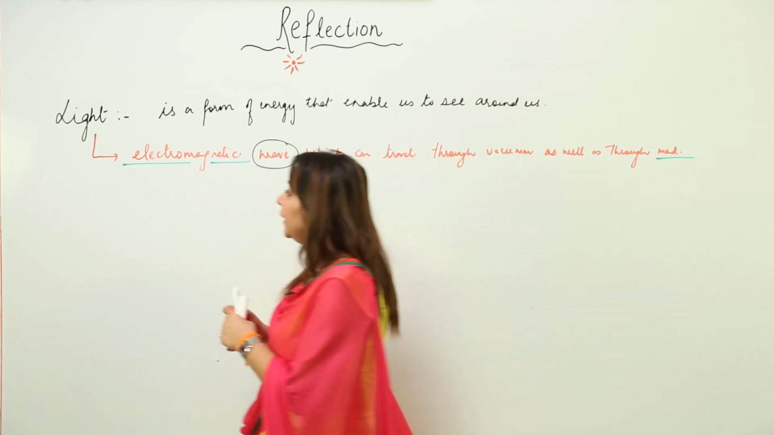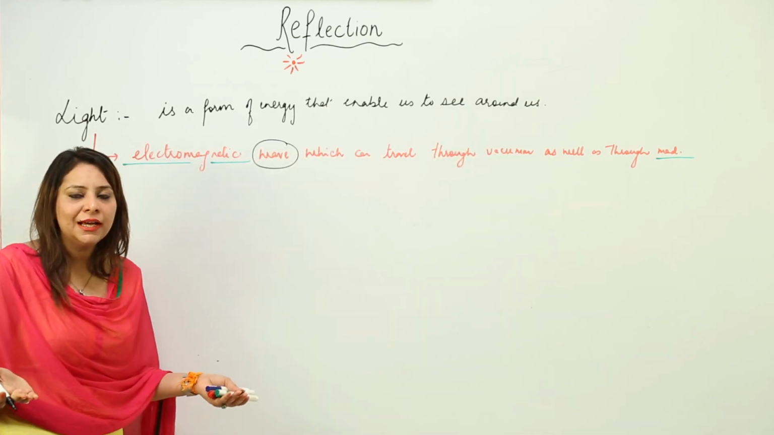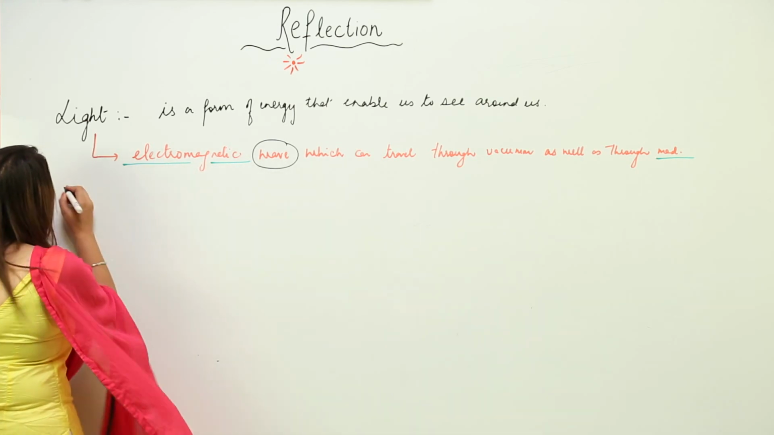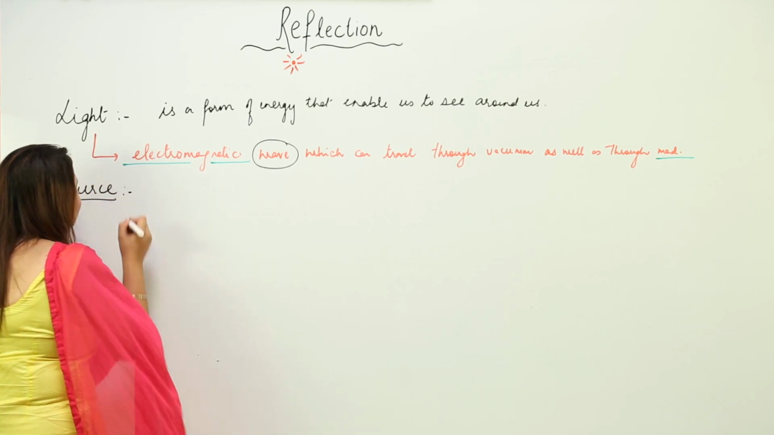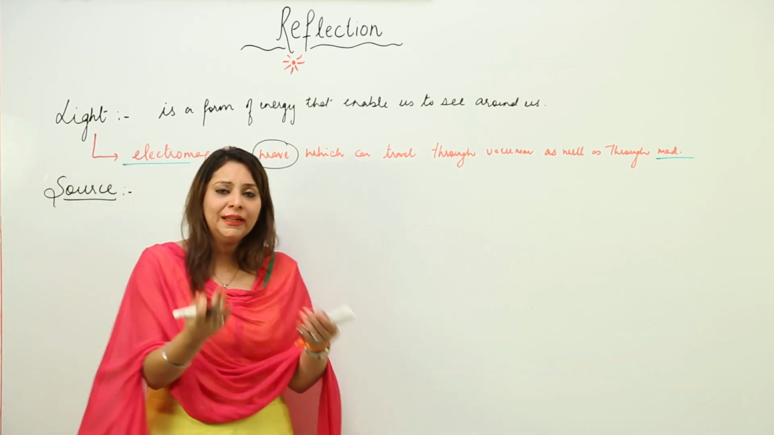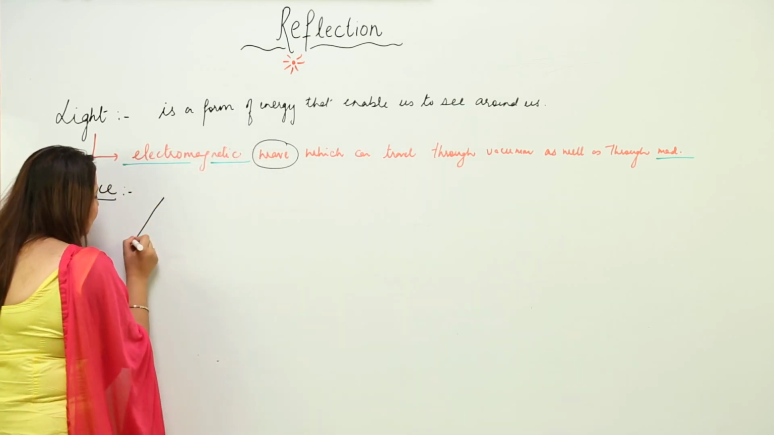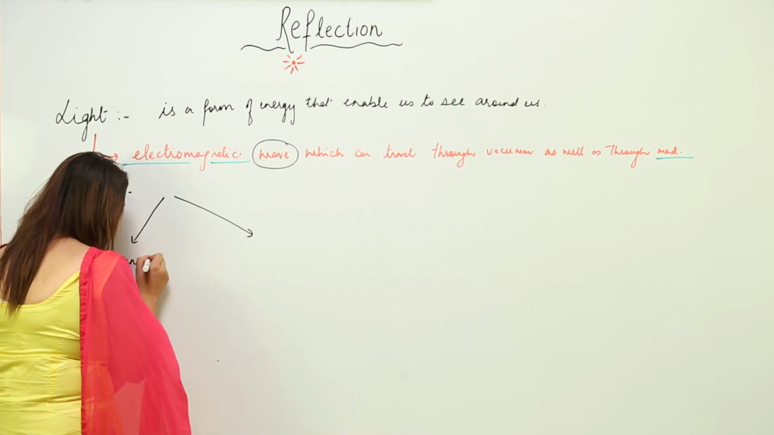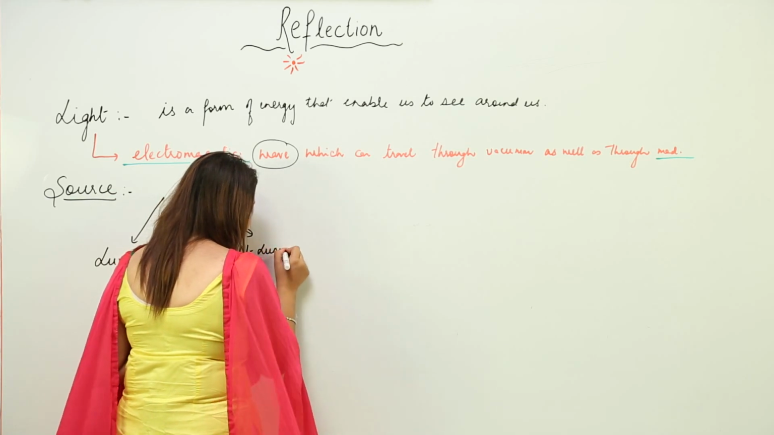Now, light doesn't occur as such, it is emitted from a certain source. Depending upon whether an object has its own light or doesn't have its own light, we divide objects into two classes. One is luminous objects, the other is non-luminous.